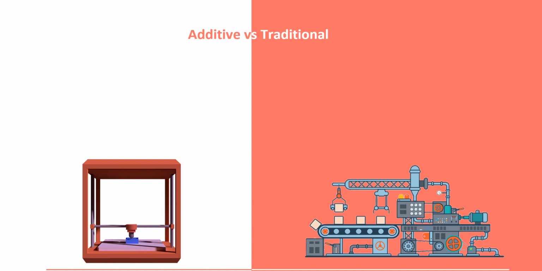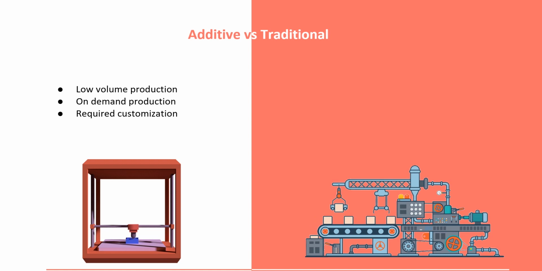So when should we use additive manufacturing and when should we use traditional manufacturing? Well, additive manufacturing is a great choice for low volume production, on-demand production or prototyping, when customization is required for each part, if you want to achieve complex shapes, and also if excessive materials would be wasted using traditional manufacturing.